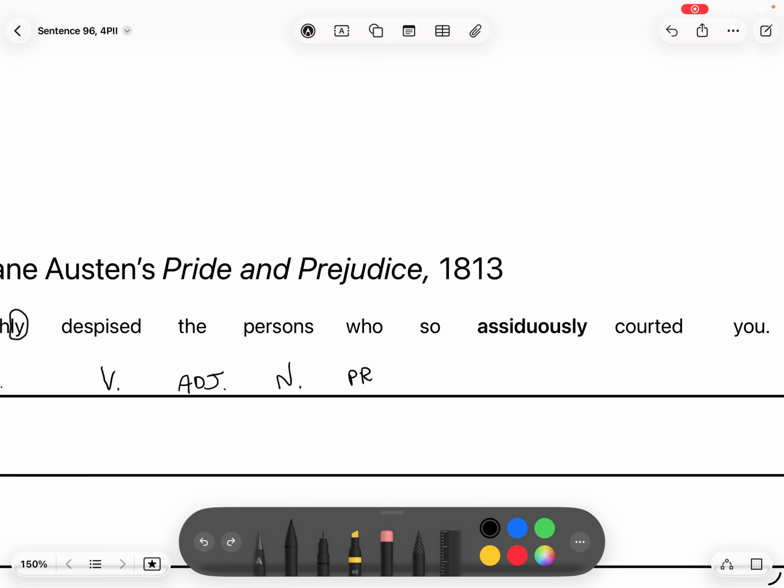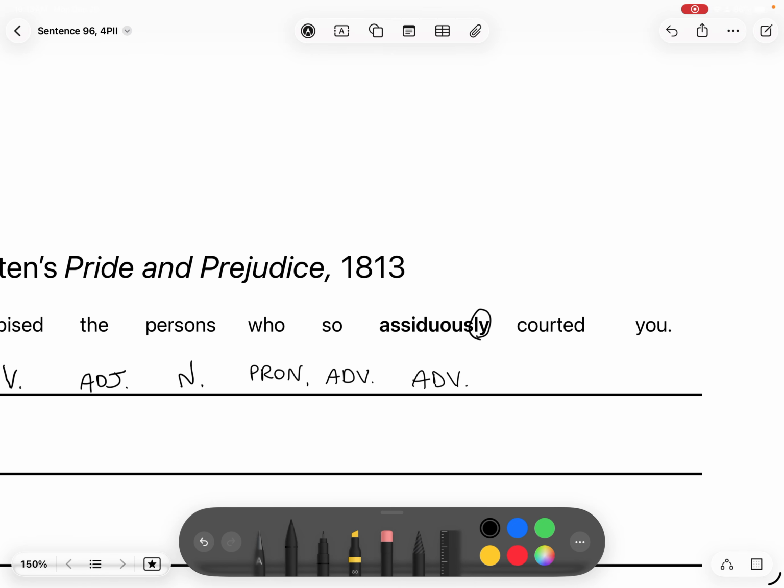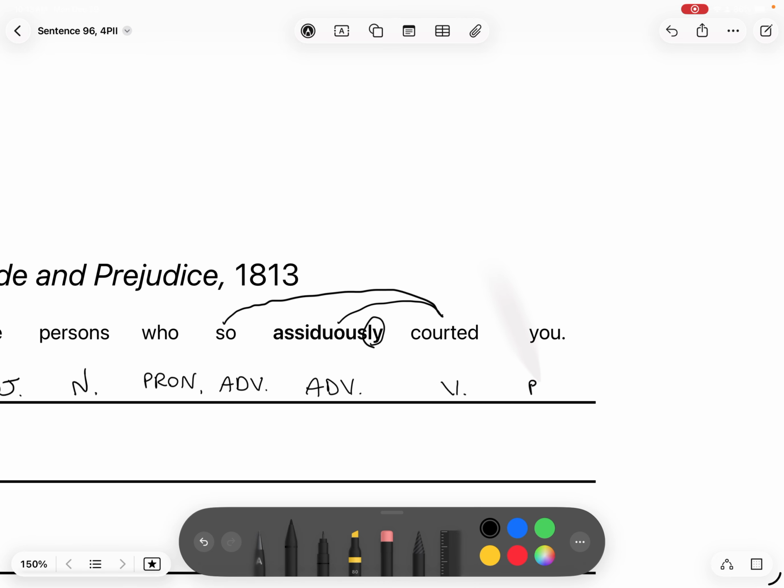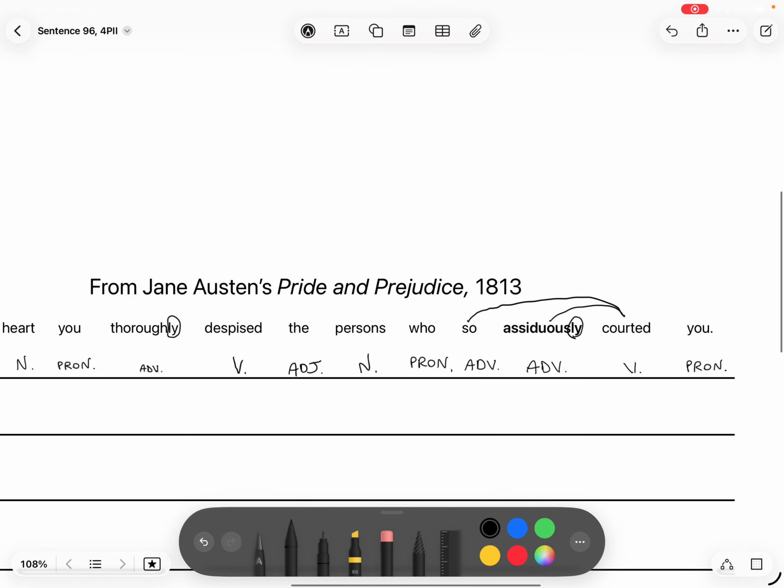Similarly for so, we have another adverb. And it turns out we have assiduously, because of the ly, is also going to be an adverb. And all of these adverbs are modifying the single verb courted here. So we've got assiduously modifying courted, and we have so modifying it as well. So we have so assiduously building on the layers of modification here to courted. And finally, we have you acting as a pronoun once again. So there we have our level 1 parts of speech completed.